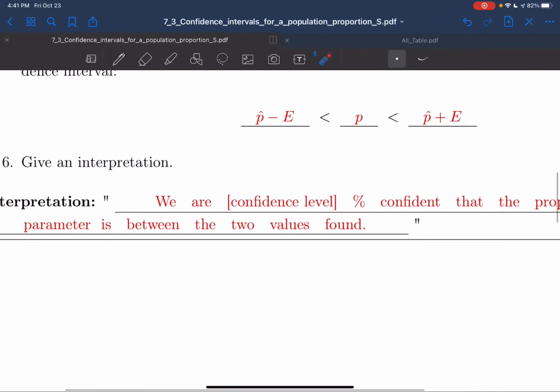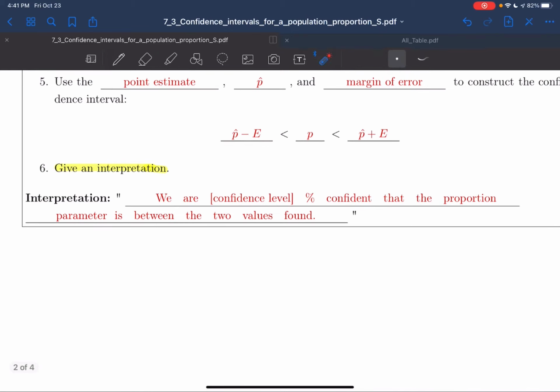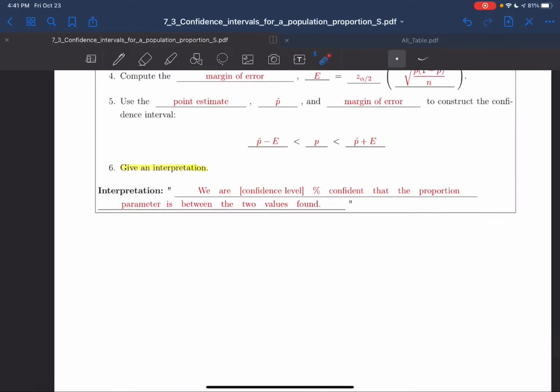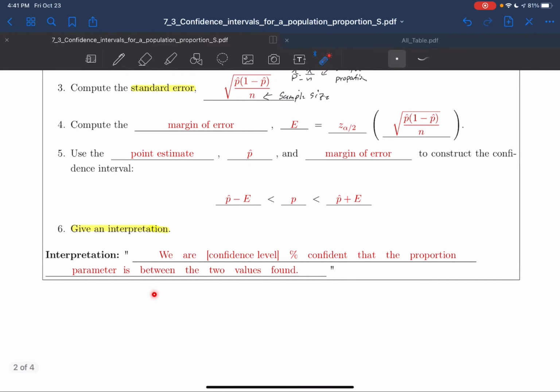And again, the last step, and probably the most important step, is we have to give the interpretation. And we could say something like, we are some sort of confidence level, like 95% confident that the population proportion is between these two values. And again, this is going to change depending on what problem you're working with, because you have to tailor this to each problem.